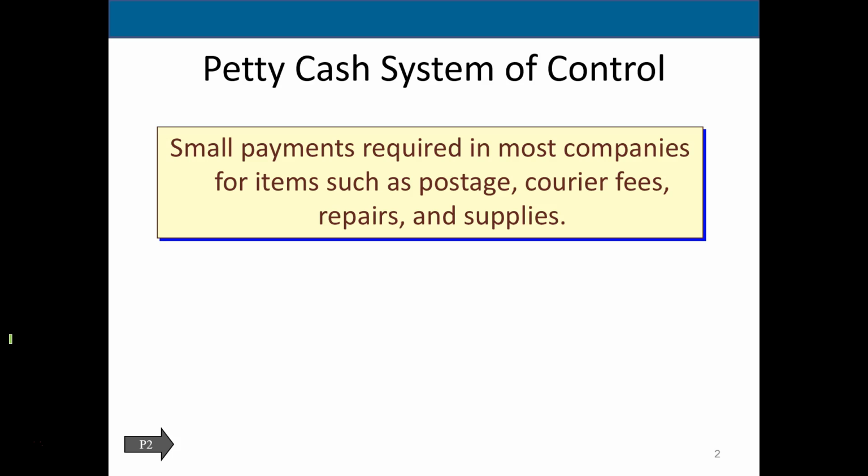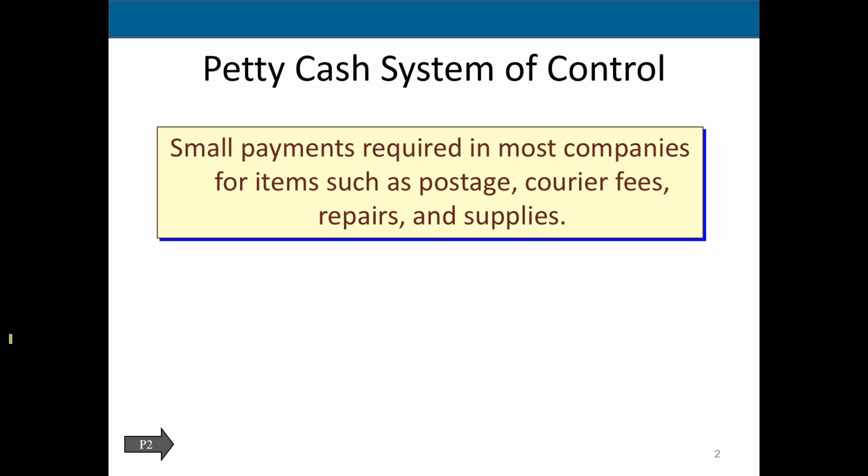Hello, in this lecture we will continue on Chapter 8 talking about control of cash disbursement. So we're talking about cash going out, and in this case we're going to be talking about petty cash. Petty cash system of control, so this is going to be a small cash fund that we will then be using for small cash payments, and how can we safeguard that cash and put some controls over the petty cash fund.